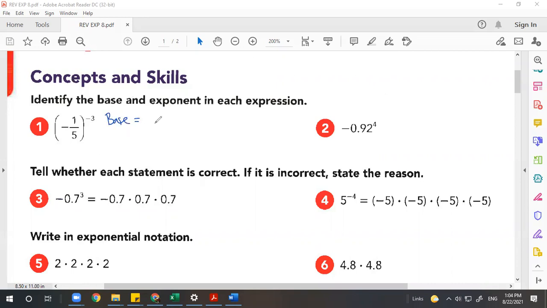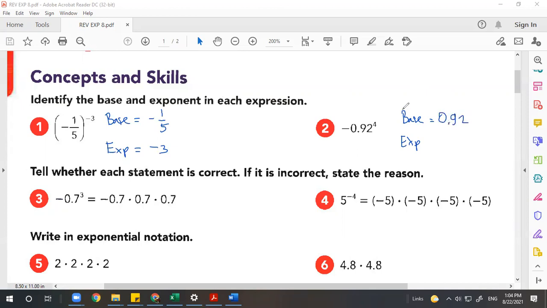The base is the negative number 1. Yeah, there you go. And the power or the exponent will be? Negative 3. That's right. And it follows on the right side. So what is the base here? Negative 0.92. Almost right. So it has to be only 0.92.